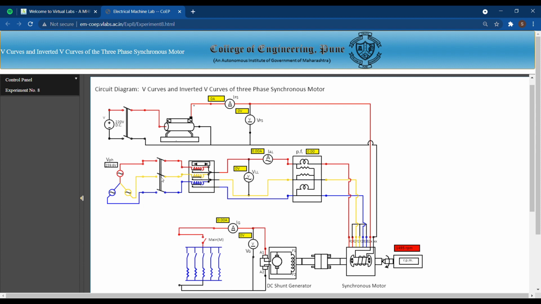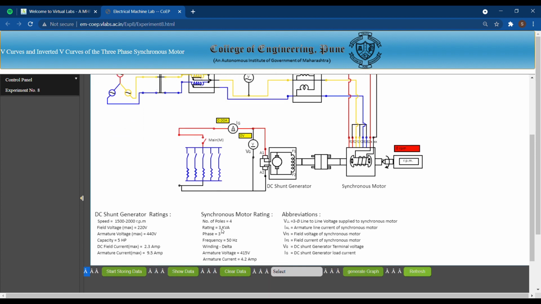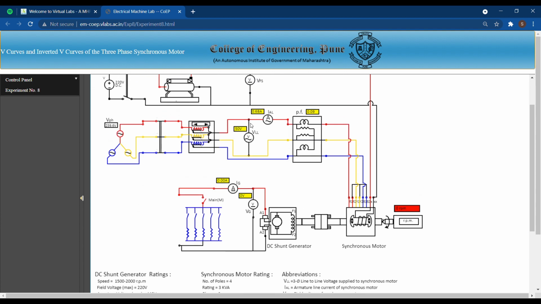Close the TPST switch. Adjust the variac gradually to increase the voltage applied to the synchronous motor to its rated voltage. The rated voltage is 415 volt. It is the line to line voltage. So let us increase the voltage to 415 volt gradually.